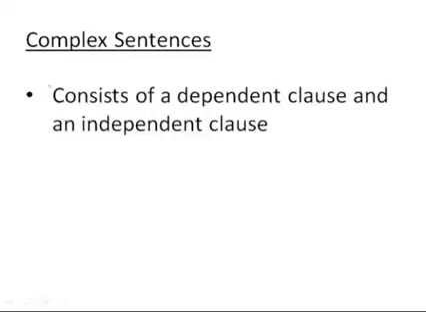In this video, we are going to go through complex sentences. So what exactly is a complex sentence? Well, it consists of a dependent clause and an independent clause. If you remember, a dependent clause is a phrase. It's a group of words that is not a sentence. Whereas an independent clause, also called a main clause, is a sentence. It can stand on its own.